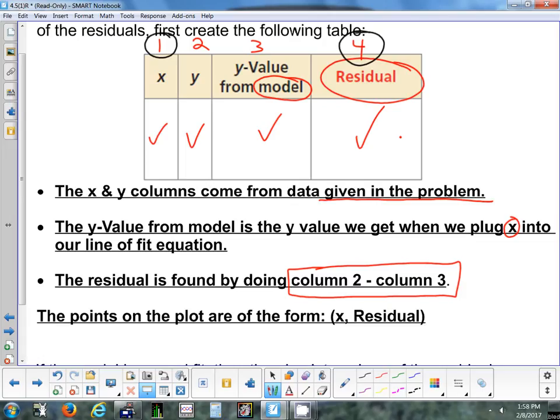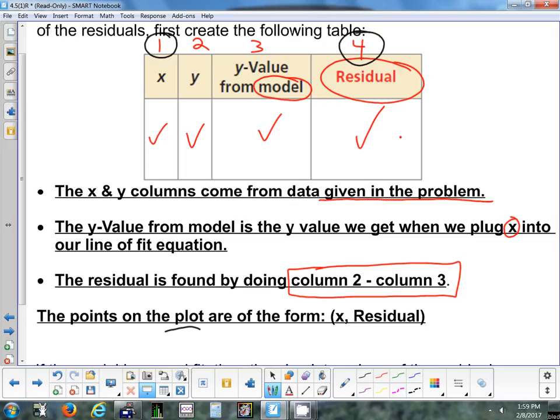So the last step, if they ask you to make a picture of the residuals, which they won't always do, but sometimes they do, you're going to make a plot using the x values, which is column 1, and the residuals, which is column 4.